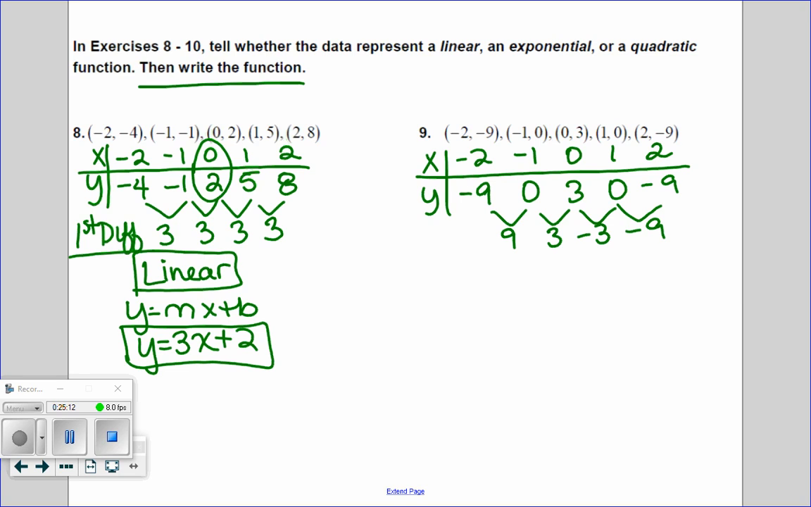But for a quadratic, which is what I'm really testing for here, what I'm interested in is what the second difference is doing. If I go from positive 9 to 3, it's a decrease of 6. From 3 to -3, it's a decrease of 6. And from -3 to -9, that's a decrease of 6. So that second difference is my confirmation that this is quadratic.